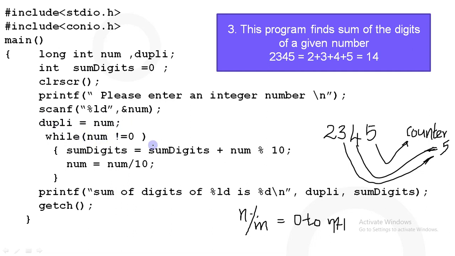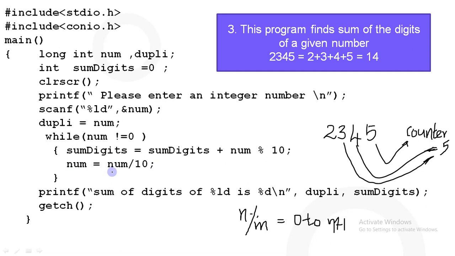While number not equal to 0, do whatever I say. So sum of the digits equal to sum of the digits plus num mod 10. Earlier it will be 0, 0 plus num mod 10. Num mod 10 means 2, 3, 4, 5 mod 10, which is 5. So what sum digits gets in the first cycle is 5.